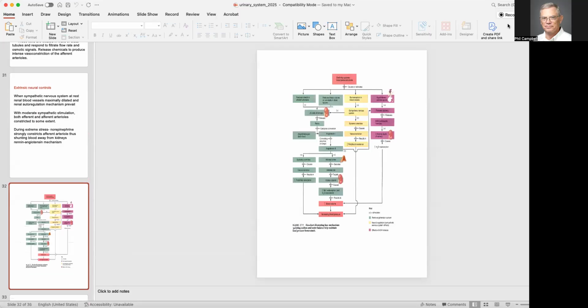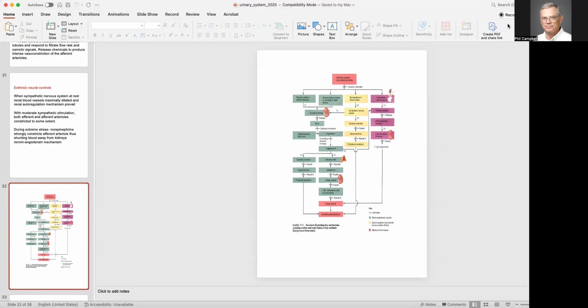Now, let's start putting everything together. All right. So how do we control filtration? By controlling net filtration pressure. And everything we've talked about is controlling either positively or negatively net filtration pressure.